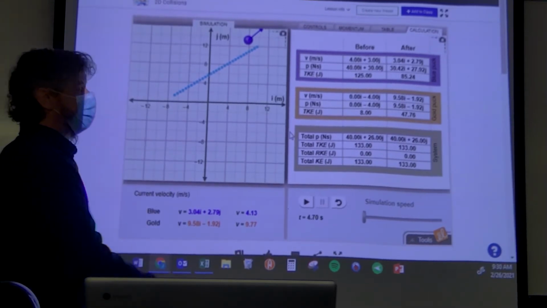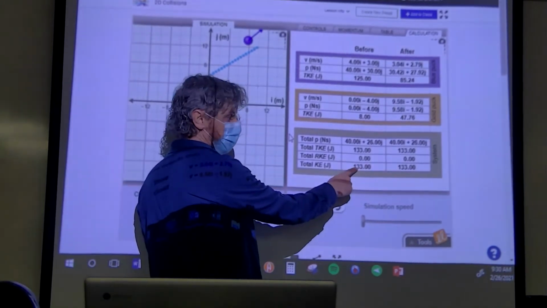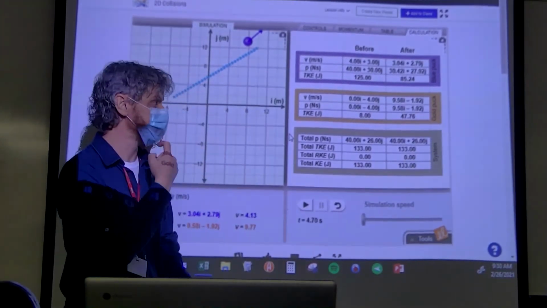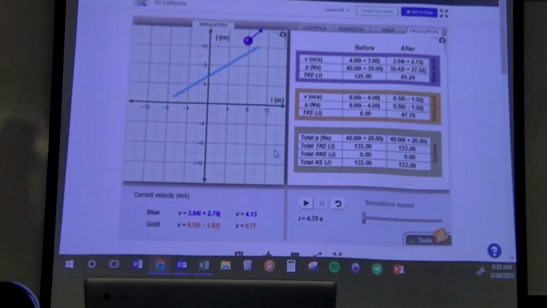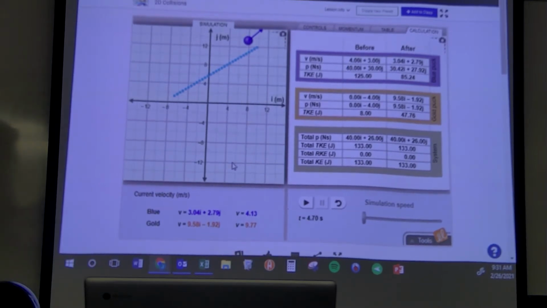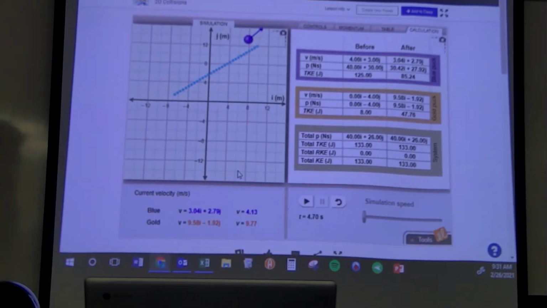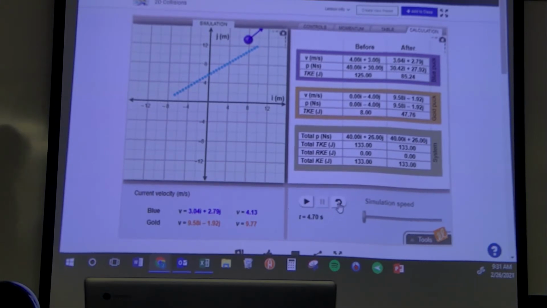And notice that this collision says total kinetic energy. Total kinetic energy is 133 joules before the collision, 133 joules after the collision. That tells us that the kinetic energy is conserved, and therefore this is what type of collision? Elastic. An elastic collision. Okay. Make sense? All right.